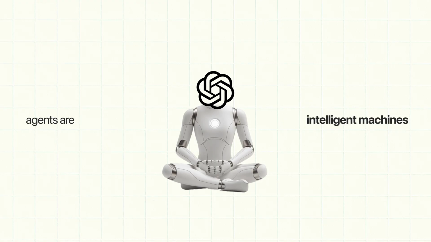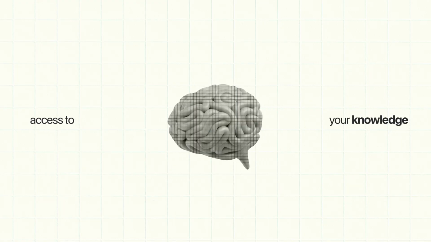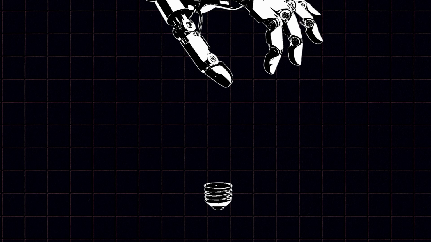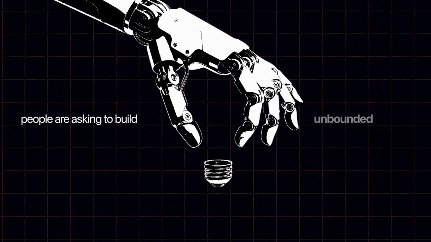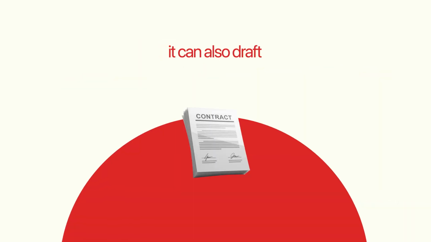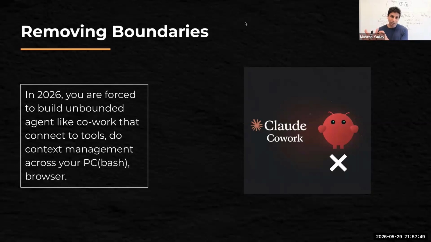Agents are intelligent machines which have access to your knowledge. Somebody gave access to our VM to Claude Code, and it went ahead and deleted all the databases. More and more people are asking you to build unbounded agents. An unbounded agent can do red teaming, it can also draft contracts, it has to have a chat interface, and it has to have different skills or create my own agents or sub agents.